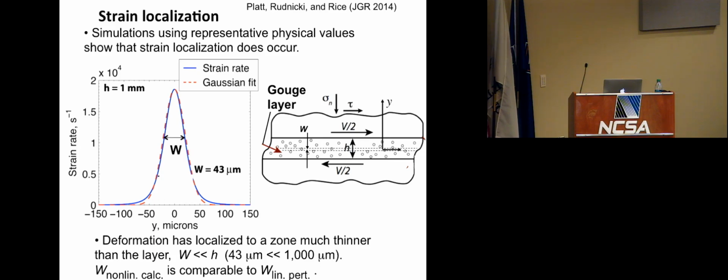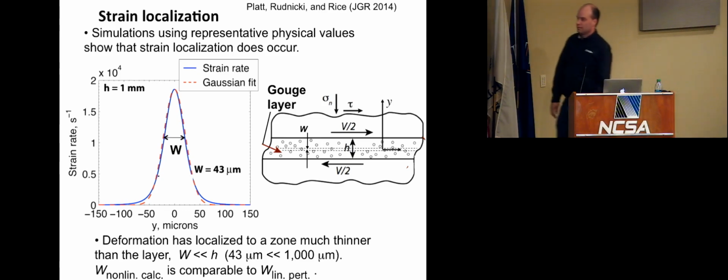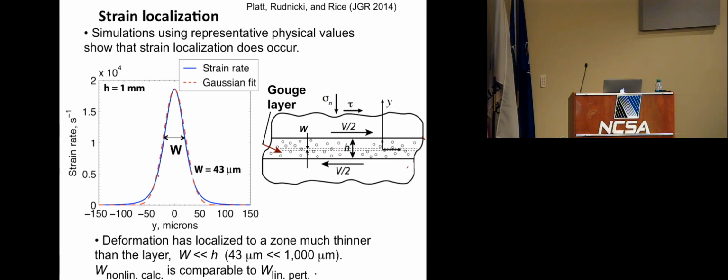And so this layer in the simulation you're seeing is 1 millimeter thick. But what we find is that the shear localizes down to a tiny fraction of that. So here, as it says, the deformation is localized to a zone 43 microns wide. A millimeter is 1,000 microns. So that shows you the extreme localization that these equations predict. And it's not, we think, completely unlike what we see in nature. So basically, we started deforming this whole region, but ultimately all the deformations localized into a tiny fraction of that region.